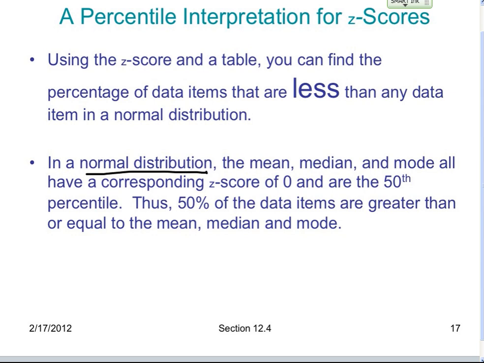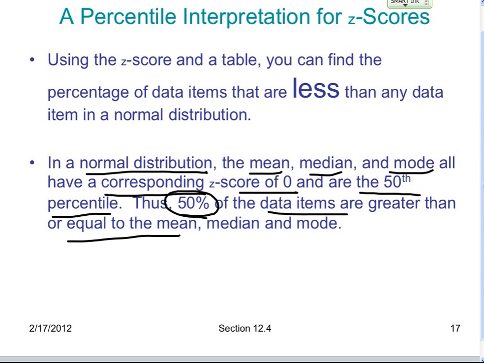Normal distribution: the mean, median, and mode have a corresponding z-score of 0, which is the 50th percentile. What that means is 50% of the data items are greater and 50% are less than the mean, the median, and the mode.